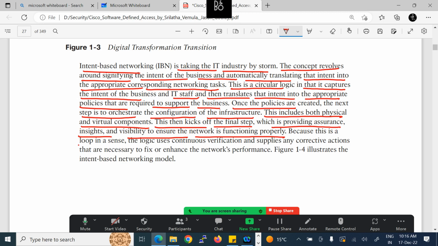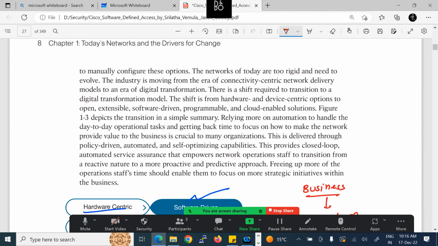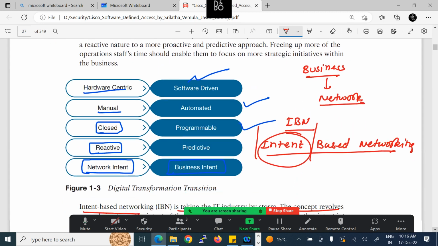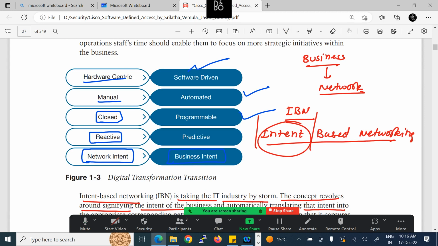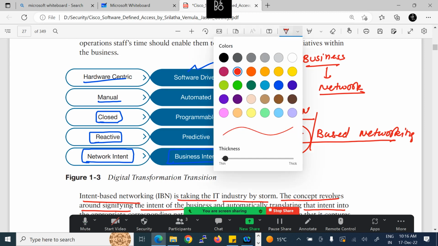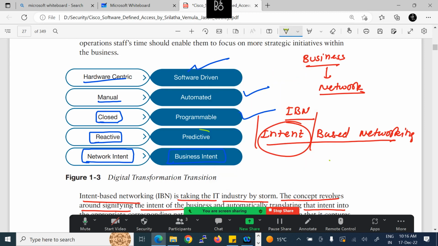Because this is a loop in a sense, the logic uses continuous verification and supplies any corrective actions that are necessary to fix or enhance the network performance. That's why we call it predictive. It means we will be continuously collecting the information from the network and we will make the appropriate changes. We are not following the reactive approach, we are following the predictive approach.